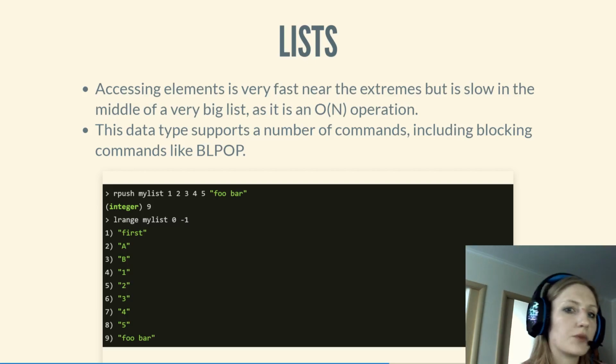So using LPUSH and LTRIM, you can create a list that contains only the last N elements, and you can mainly use it to hold the latest items, whatever they are: social network updates, logs, anything else. And here you can see an example. It's shown in this example that you can put multiple elements into a list via a single command.